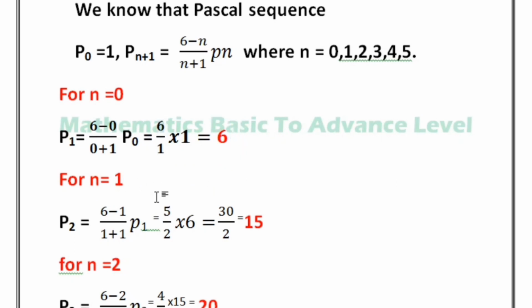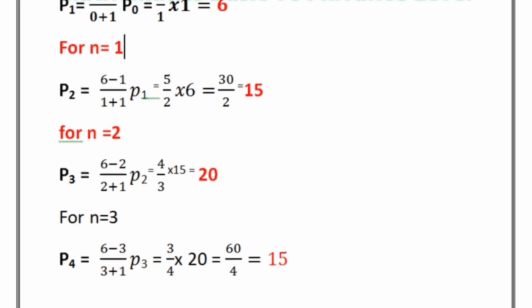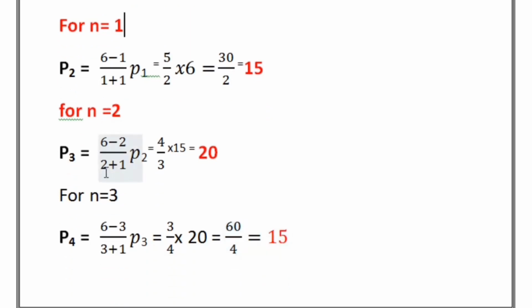Next, for n is equal to 1, p2 is equal to (6 minus 1) divided by (1 plus 1) times p1, which is equal to 5 divided by 2 multiply 6. 5 6s are 30, 30 divided by 2, so 2 15s are 30. P2 is equal to 15. Next, for n is equal to 2, p3 is equal to (6 minus 2) divided by (2 plus 1) times p2, which is equal to 4 divided by 3 multiply 15. The value of p2 is equal to 15. 3 5s are 15, 5 4s are 20. So p3 is equal to 20.